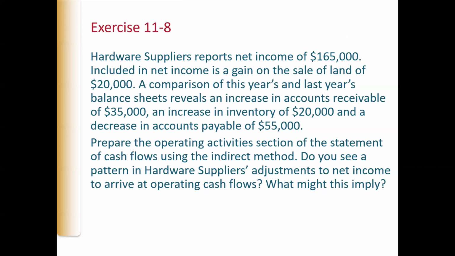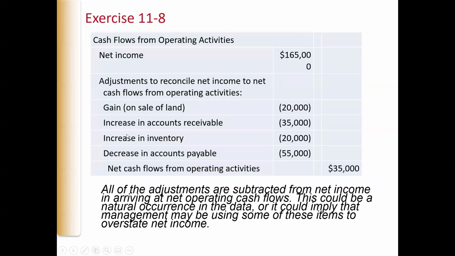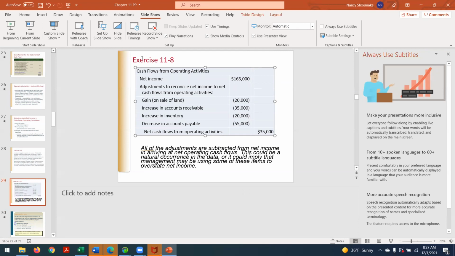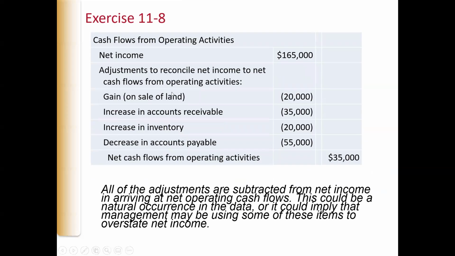Okay, guys. So what we'll do is we start with net income. Let me just fix this. We start with net income of 165. Then we're going to reduce the gain on the sale of land.